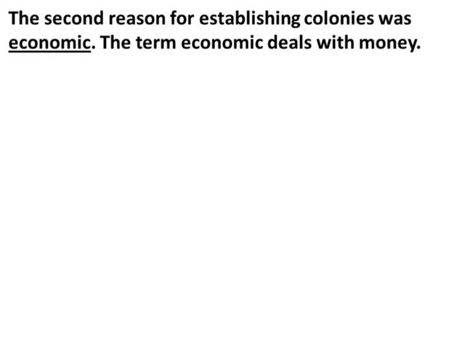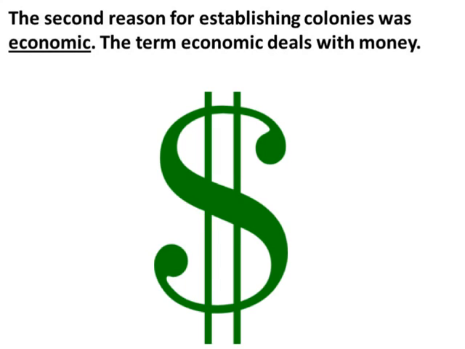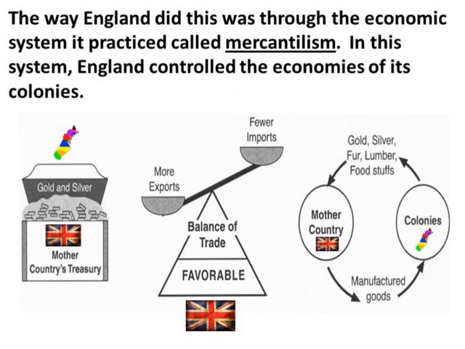The second reason for establishing colonies was economic. The term economic deals with money. The way England did this was through the economic system it practiced called mercantilism. In this system, England controlled the economies of its colonies. Now, if you look at this illustration, it shows you how mercantilism works.